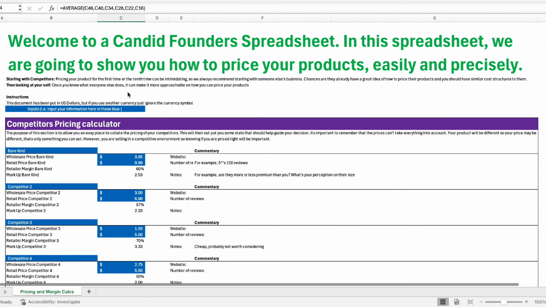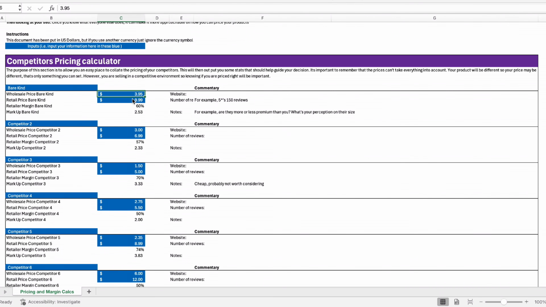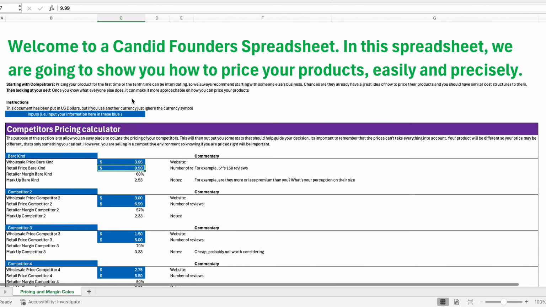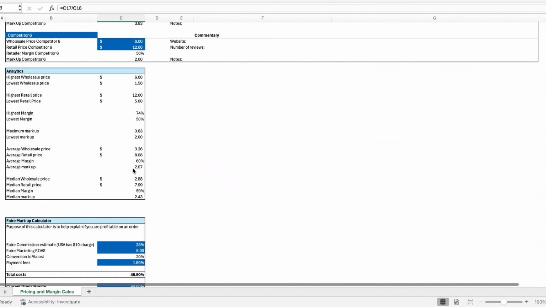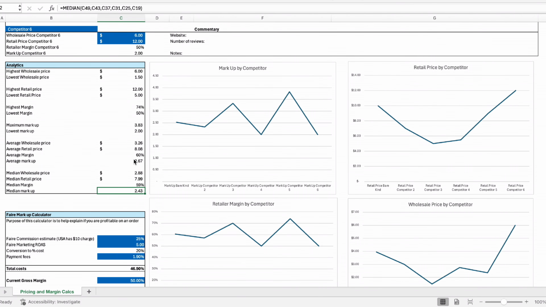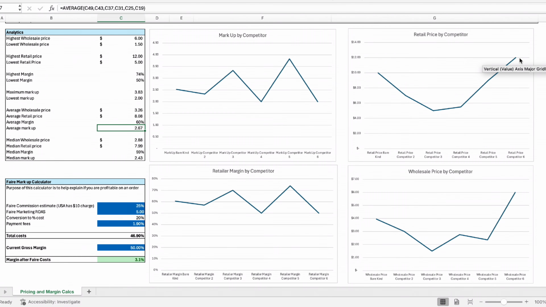And this should give you an idea of where the bounds are. So if we sit there with $3.95 for a wholesale price and $9.99 for a retail price, that gives us a 2.53 times markup, and that looks within the median markup and the average markup. So you're in a pretty healthy position. Now let's check out the graphs to make sure and have a bit of a sense check. We've got retail prices all the way from $12 to $5. We've got markup from 3 point something, 3.8, to 2 flat, and really everything in between.